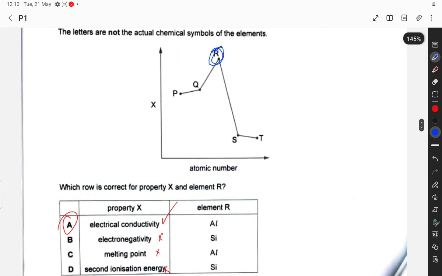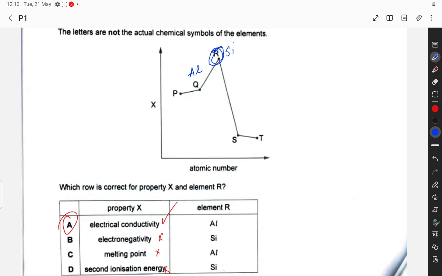Electronegativity is not high in case of silicon. Silicon is less electronegative. Melting point is higher, but not silicon is higher. Silicon should be at this place, aluminum at this place in case of melting point. So that's why it is also incorrect.